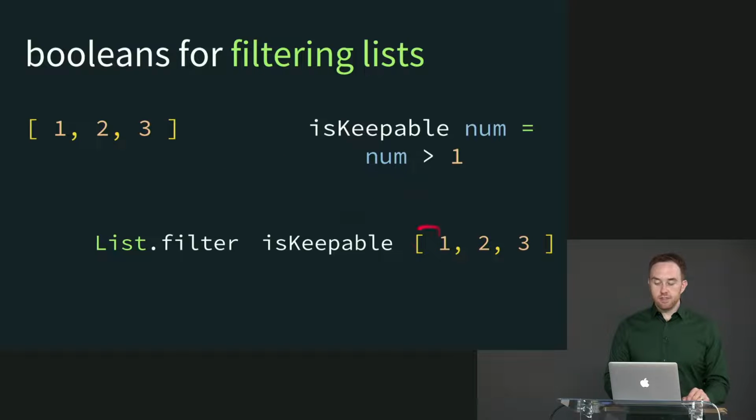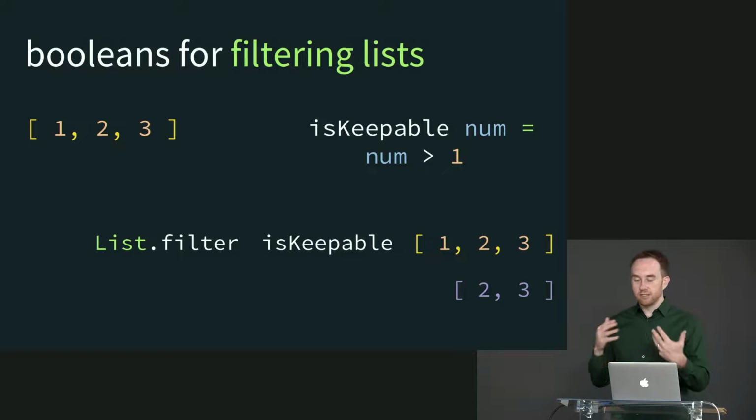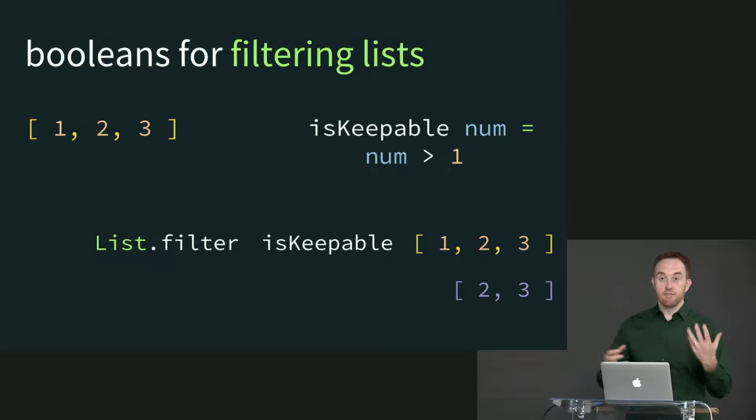And what filter is going to do is iterate over this list, and on each one it's going to call isKeepable. So it's going to say, is 1 greater than 1? No, it's not. So isKeepable returns false, which means we are not going to keep that. We're going to drop it out of the list. Next one, 2. Is 2 greater than 1? Yeah, that is keepable. True. Is 3 keepable? Also true. So the end result of this is going to be a new list, 2 and 3. It's going to have dropped 1 because 1 was not keepable according to the function that we passed. And we can pass whatever function we want here to filter the list in whatever ways that we want.